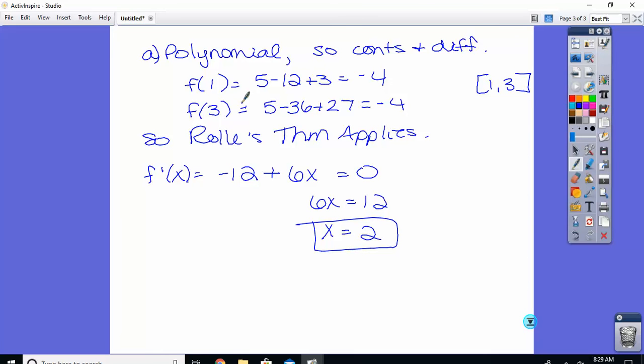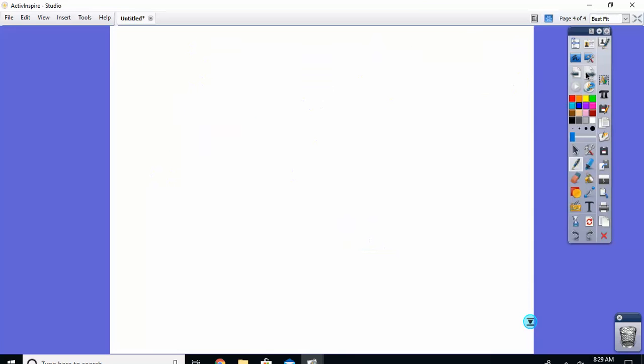Let's run through number 9. I just think that we need to refresh that real quick. If you look at this one, it is a polynomial, so your conditions are true. It's polynomial, so continuous and differentiable.